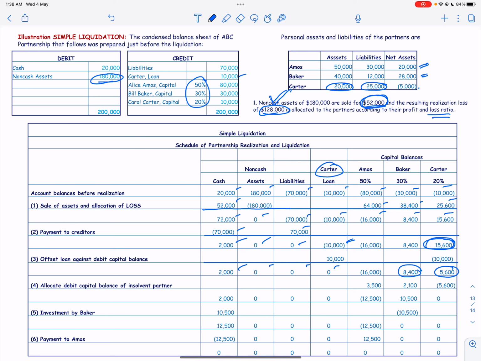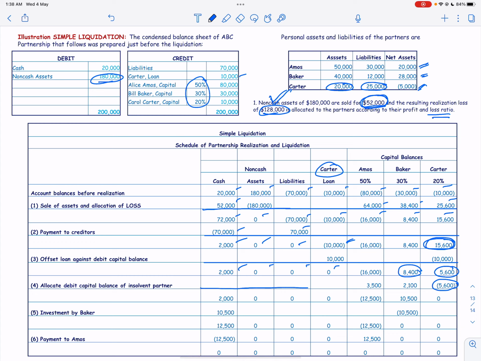Now as you can see from the exercise, Carter has a negative 5,000. He cannot bring any more money, so Carter's deficit will be distributed among the remaining partners in their residual profit sharing ratio. And now Amos has a credit balance of 12,500, while Baker has a debit balance of 10,500. So Baker can bring in from her private assets.